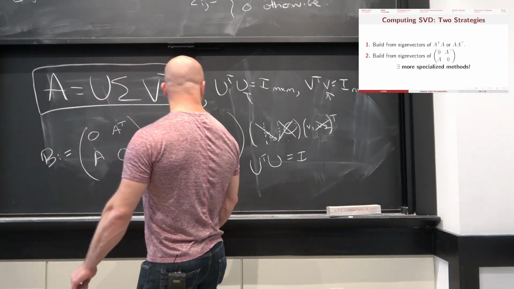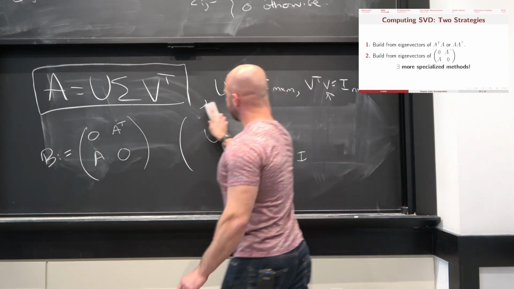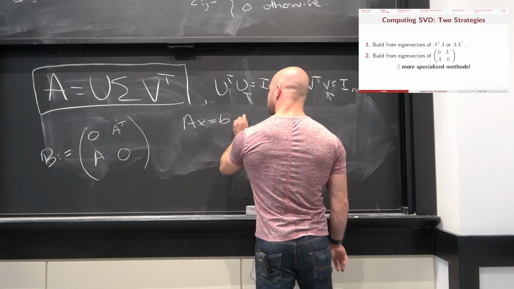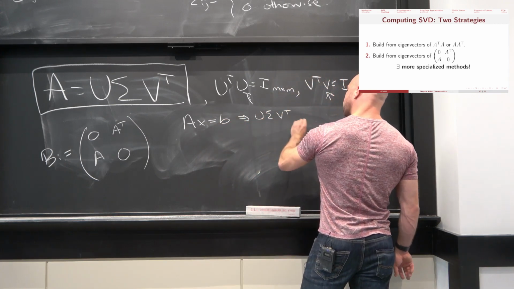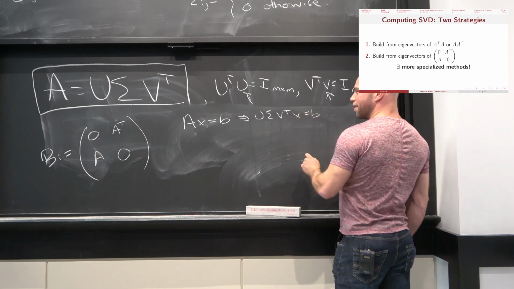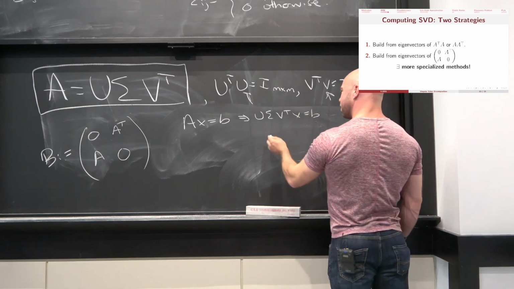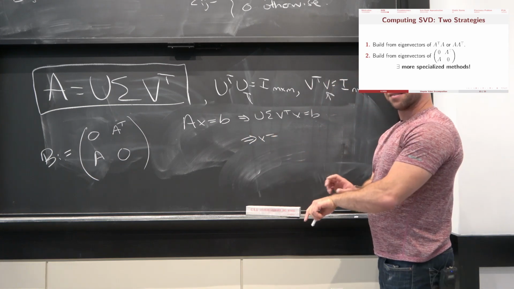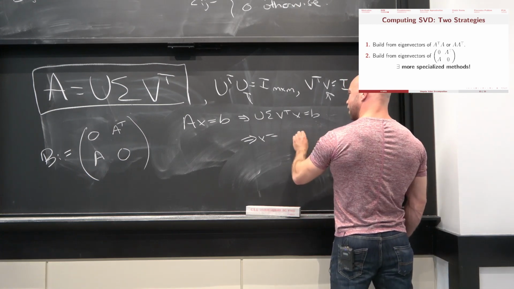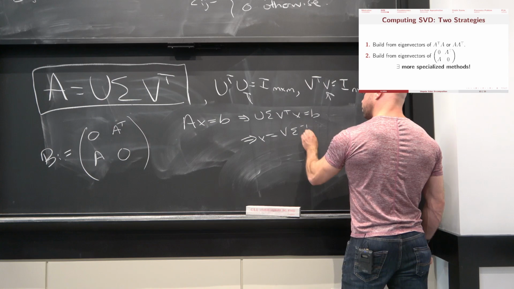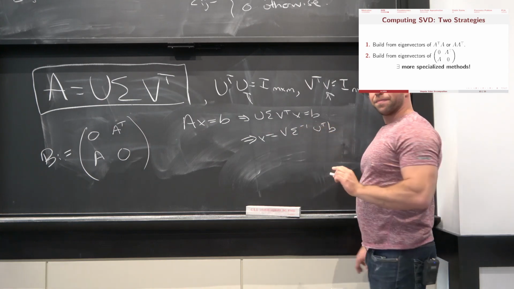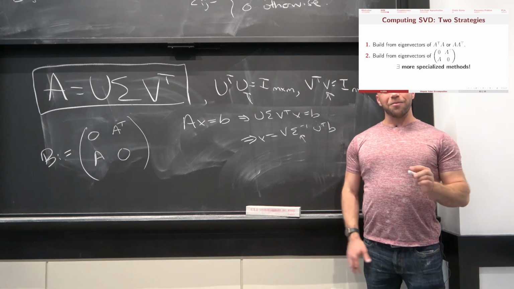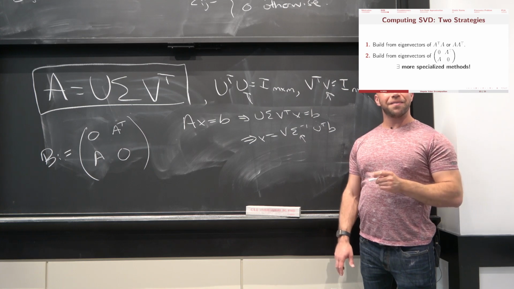So for example, let's say I want to solve AX equals B. I have the full SVD of my matrix. Then in particular, I have U sigma V transpose X equals B. Remember, the inverse of U is just U transpose, right? So at the end of the day, X, assuming my matrix is invertible, what is it going to be? Well, it'll be V sigma inverse U transpose B. And by the way, sigma inverse is really easy. It's just the diagonal matrix of 1 over the singular values, right?